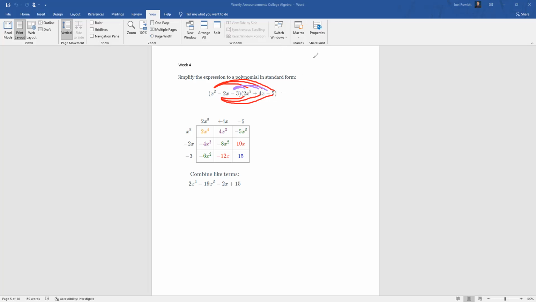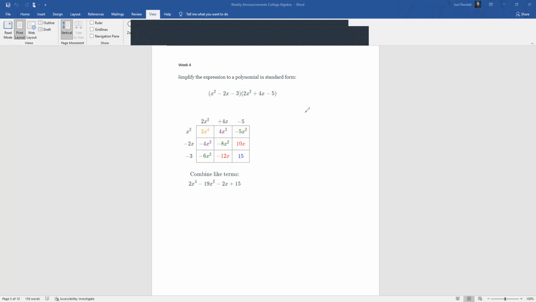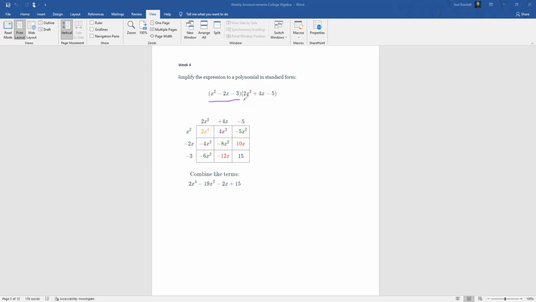But the box method over the years has become the preferred method. It's very visual, it's very straightforward. So let's get into it. Notice that we have x squared minus 2x minus 3. We're multiplying that by 2x squared plus 4x minus 5.